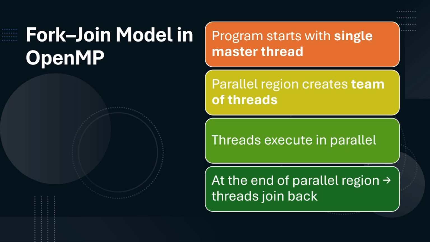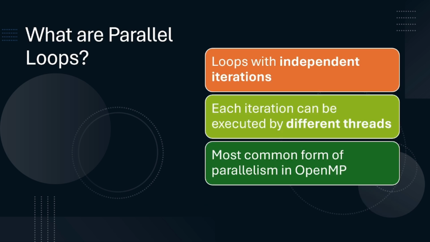The fork-join execution model in OpenMP works like this: the program starts with a single master thread. The parallel region creates a team of threads, and the threads execute in parallel. At the end of the parallel region, the threads join back together.